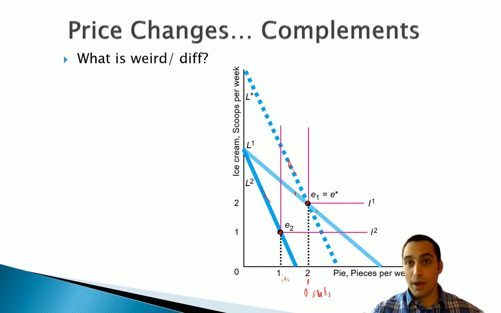Why is that? Why is there no substitution effect in this diagram? Well, we have perfect complements. These goods have no substitutability. We need to consume them at a fixed ratio, so an increase in price just makes us poorer. We cannot substitute ice cream for pie or vice versa. So that's why looking for income and substitution effects with perfect complements is a little wacky.